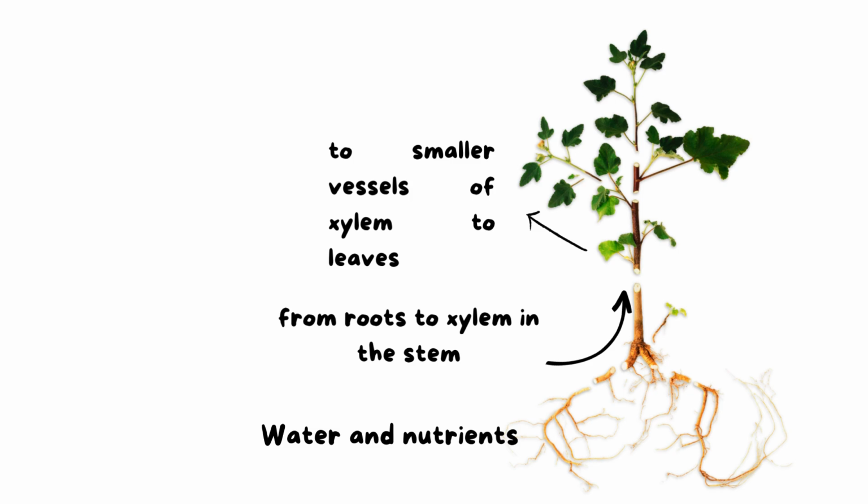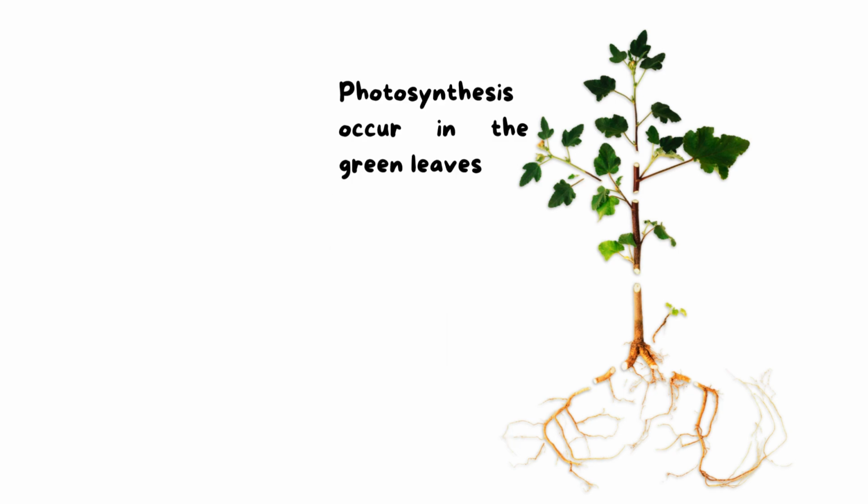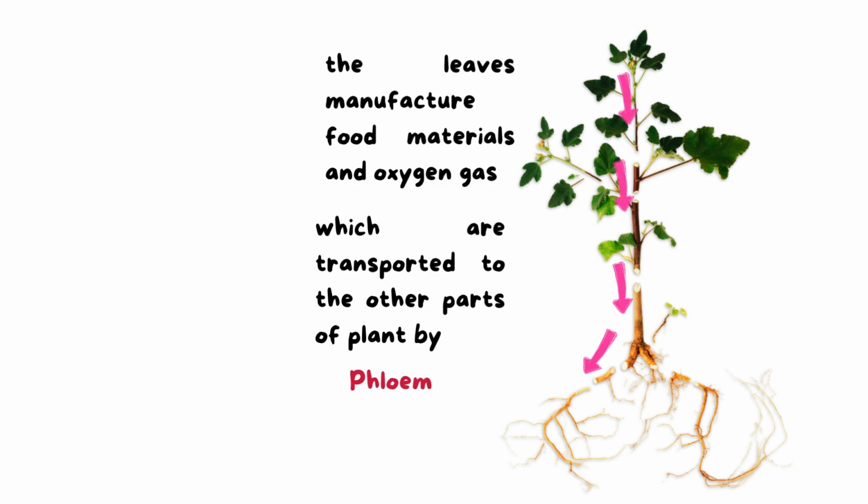And in the leaves, the photosynthesis process takes place, so the leaves manufacture what? The food, yes, which is sugar, and these food materials are transported through the phloem to the other parts of the plant. Okay, we have here now a very important question.